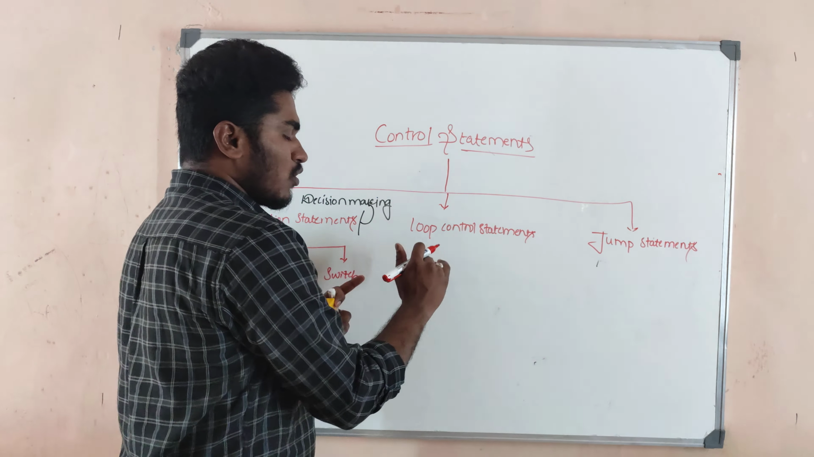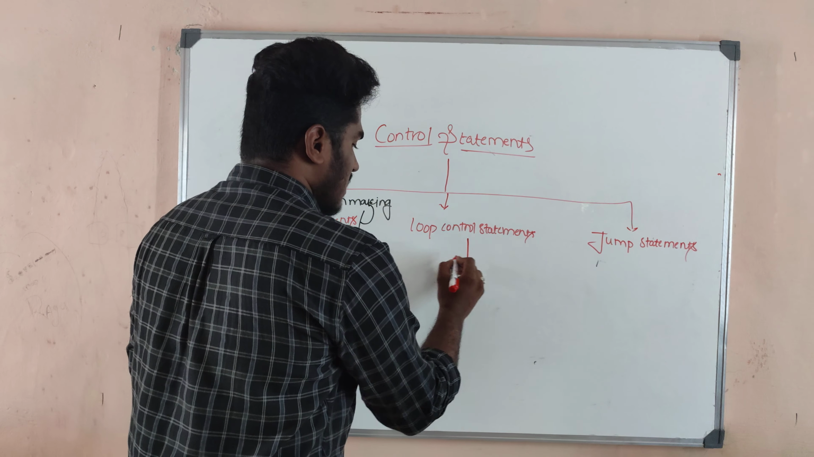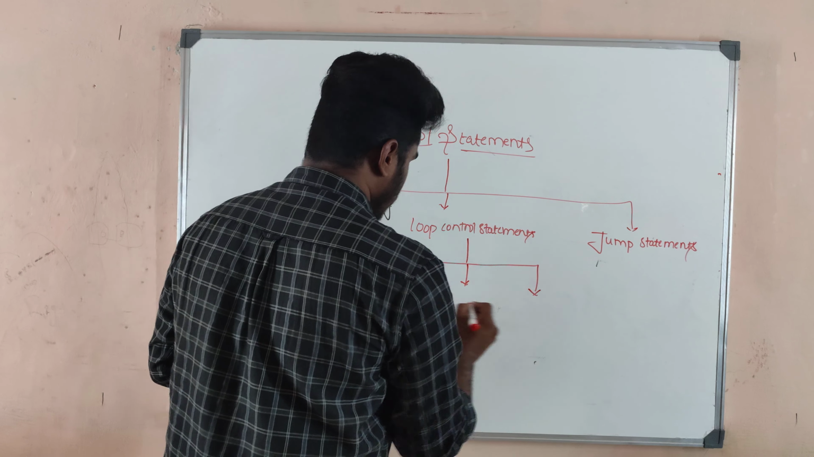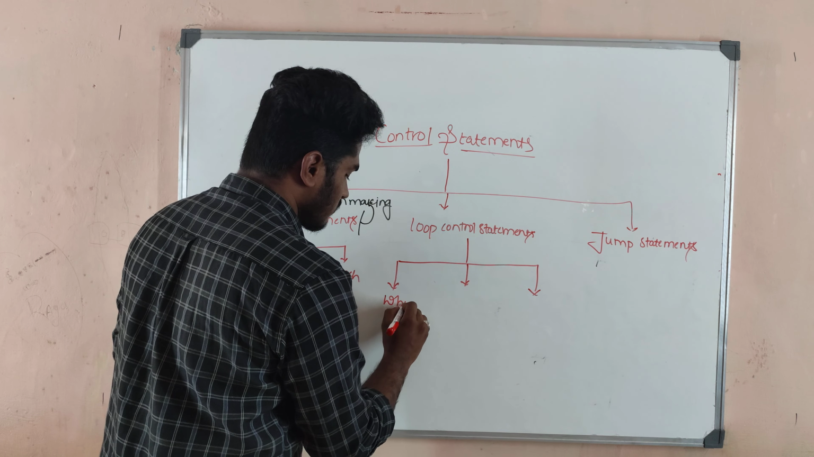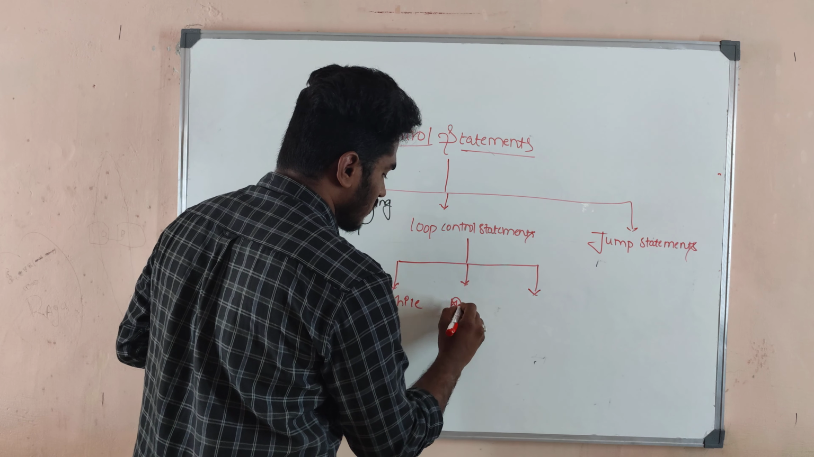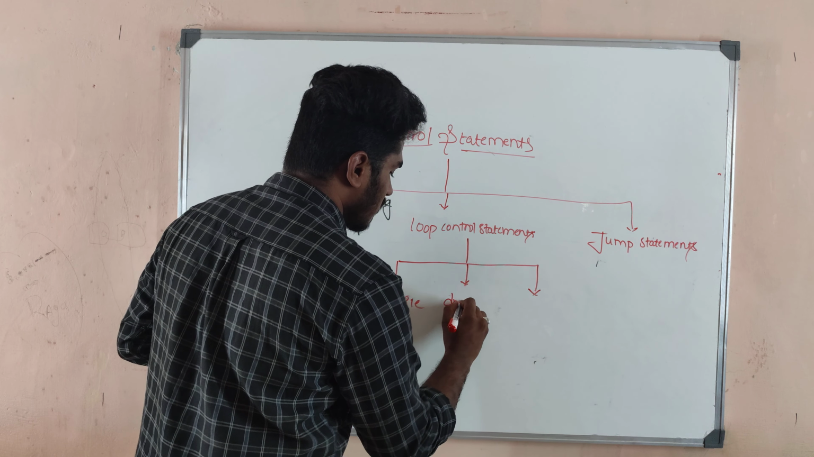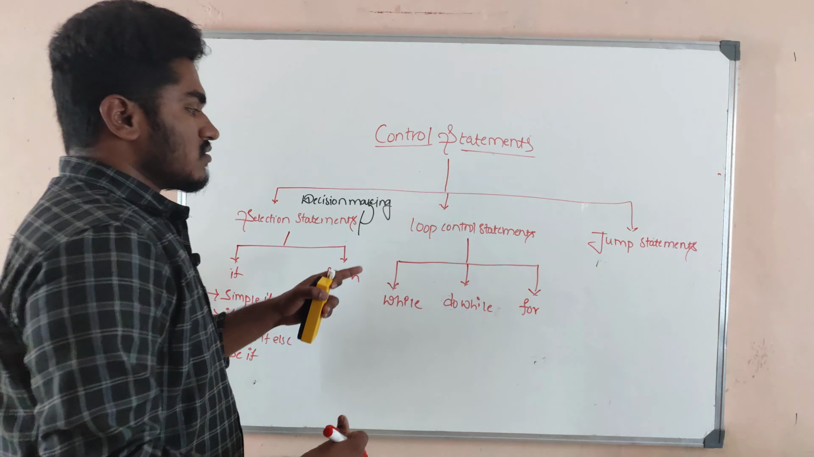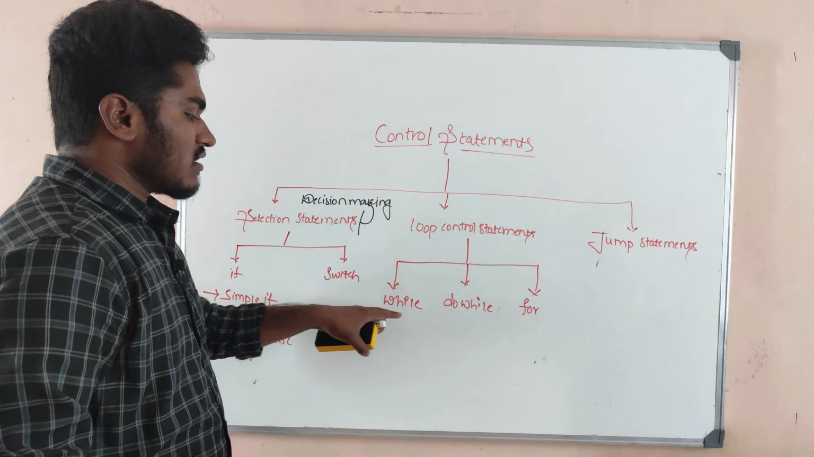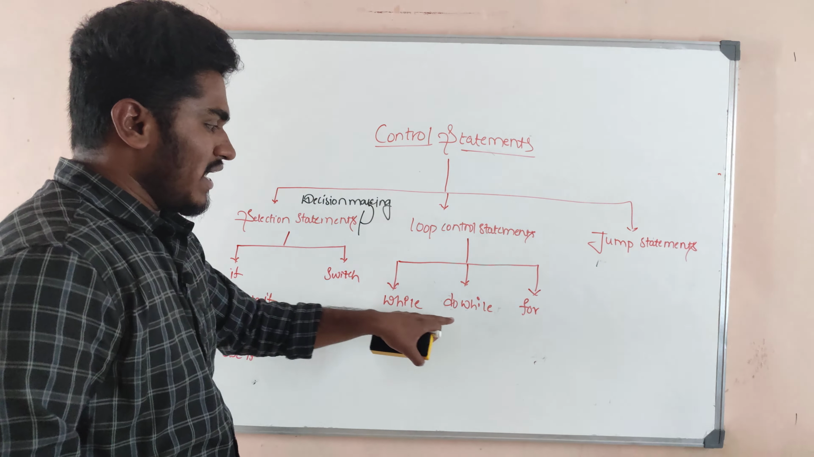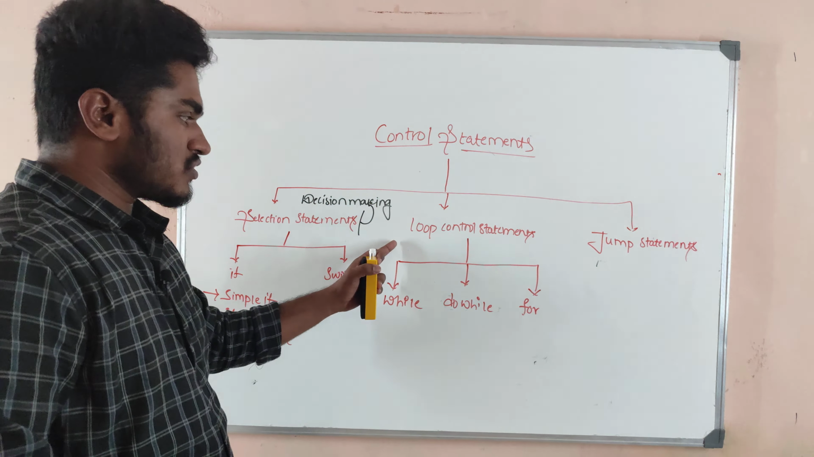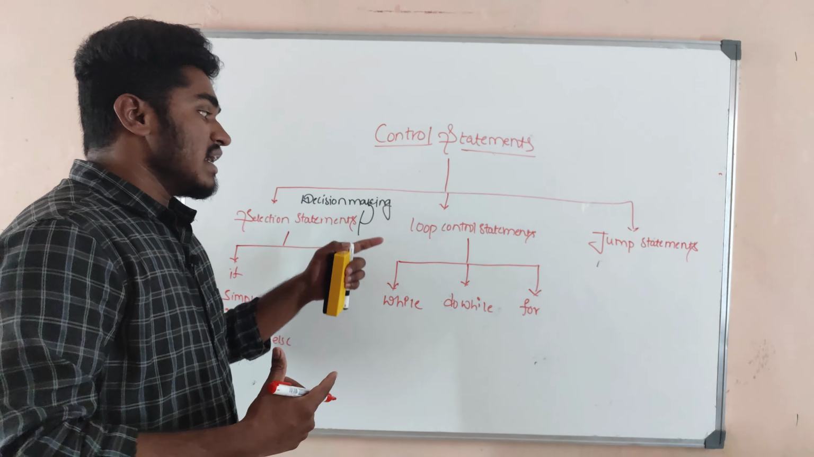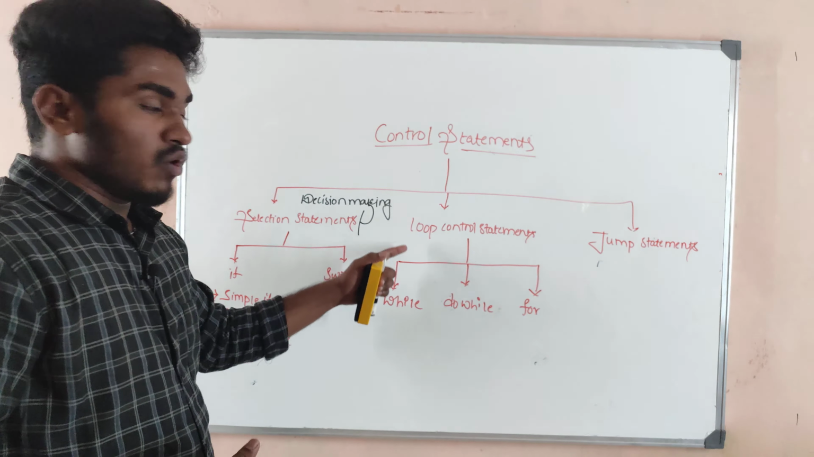Next, these loop control statements are again classified into three. They are while, do while, and for. Loop control statements are used whenever we want to execute a particular part of the code repeatedly. In such a case we'll be using these loop control statements.